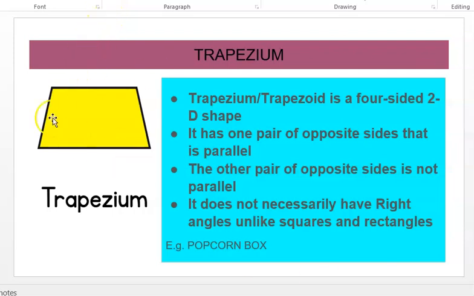Okay, and again, the angles in the trapezium are not necessarily right angles because they are bent slightly inwards. Okay, so you have angles that are maybe less than 90 degrees, or basically you don't have them necessarily as right angles like we have in the case of square and rectangles. So a perfect example of a trapezium or trapezoid is a popcorn box. A popcorn box is a perfect example.